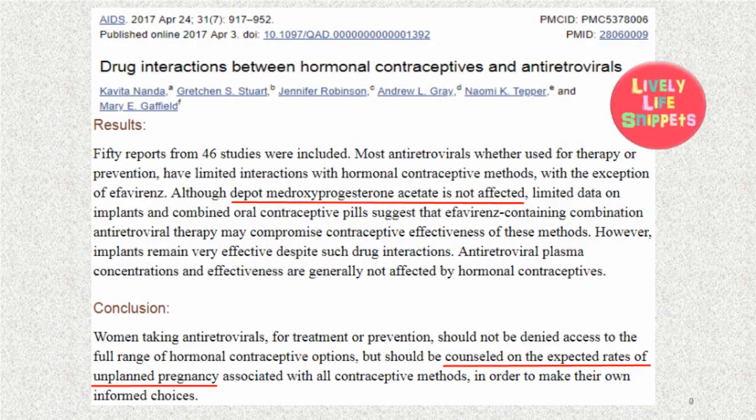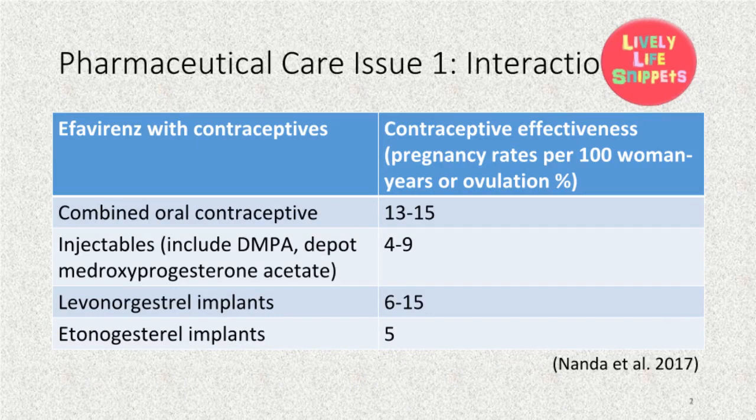This paper proposed that contraceptive effectiveness of depot-medroxyprogesterone is not affected by antiretrovirals, and patients should be counseled on the expected rate of unplanned pregnancy. Although studies show depot-medroxyprogesterone is not impacted by efavirenz use, studies of women using efavirenz and contraceptive implants reported pregnancy rates ranging from 5 to 15 per 100 woman years, and combined oral contraceptive users taking efavirenz had pregnancy rates ranging from 13 to 15 per 100 woman years.